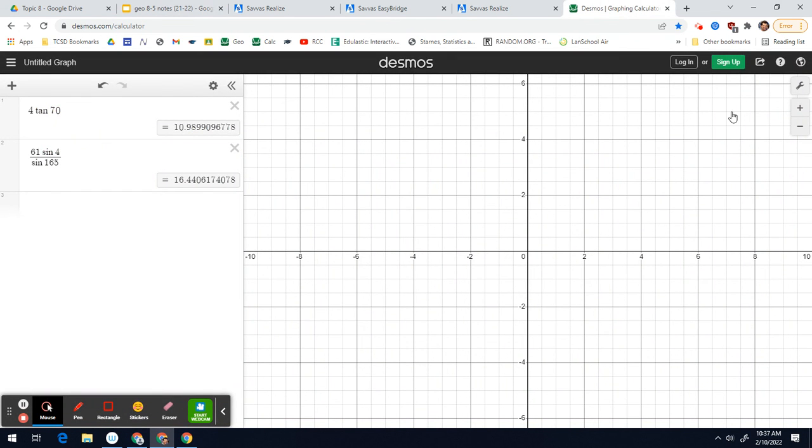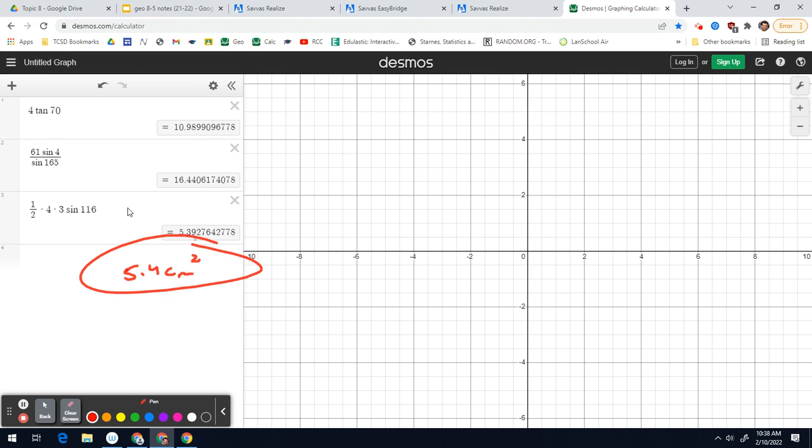Okay, so go to Desmos, make sure you're in degree mode, which I am. So we're doing 1/2 times 4 times 3 sine of 116. And there we go, 5.39. We're going to round that to 5.4. The side lengths were in centimeters, so that's centimeters squared.